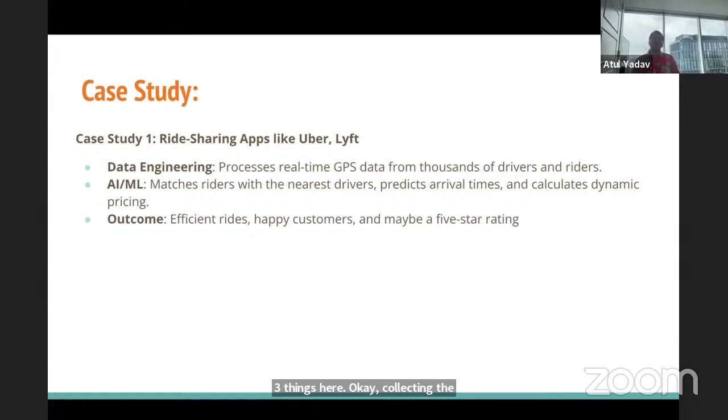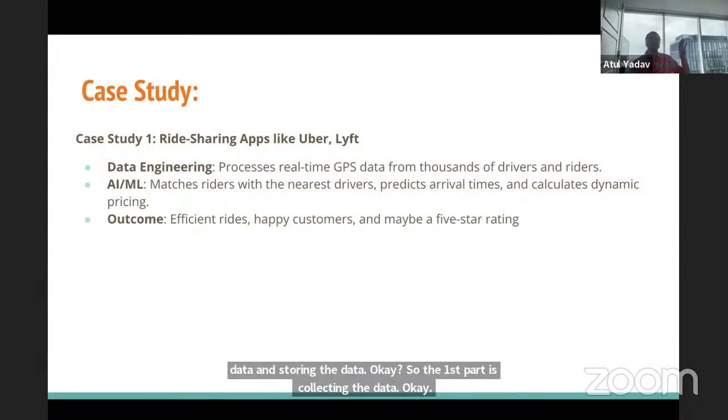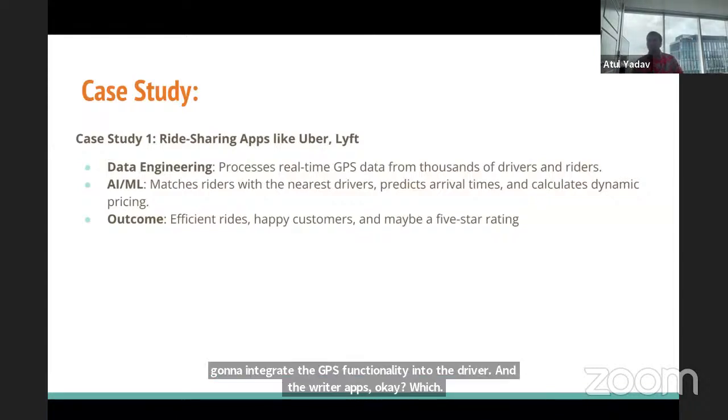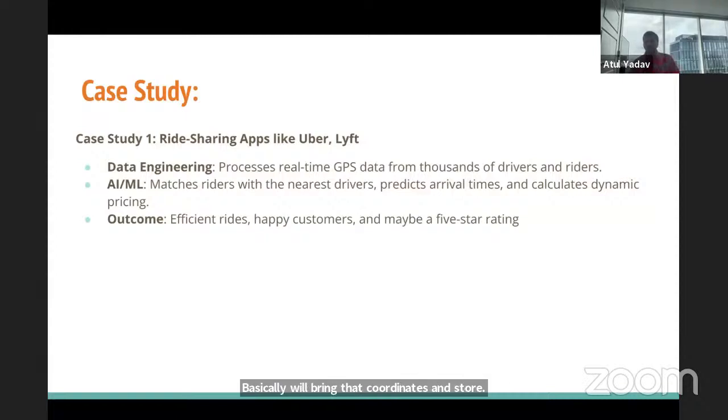Okay, so now this data engineer would basically integrate or develop a data engineering pipeline that is going to integrate the GPS functionality into the driver and the rider apps. Okay, which basically will bring those coordinates and store them into a storage, and it will do all the transformations. It will clean the data, standardize the data, normalize the data and whatnot. Okay, so this is what it is going to do.